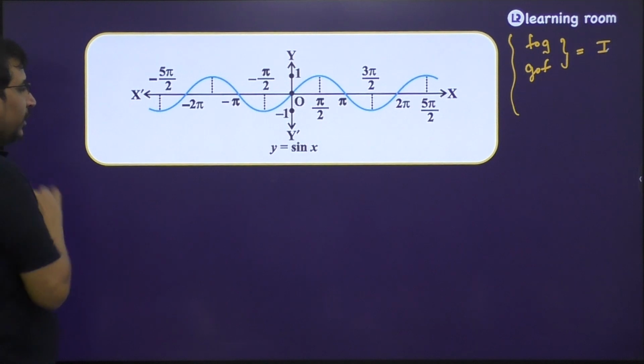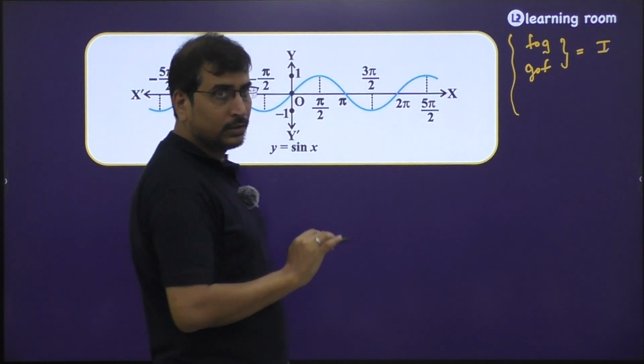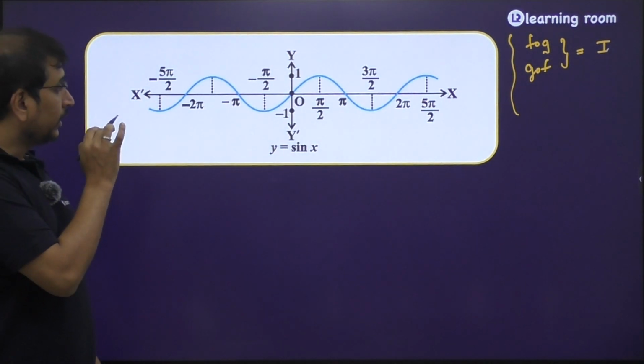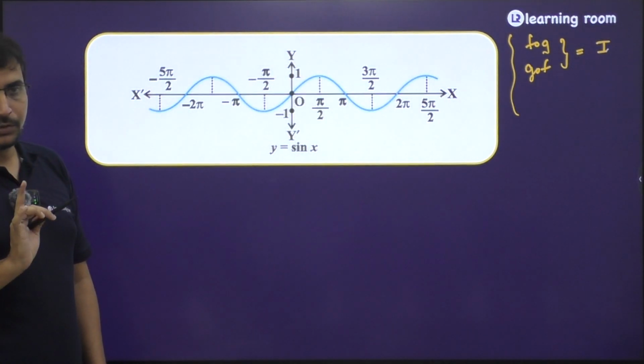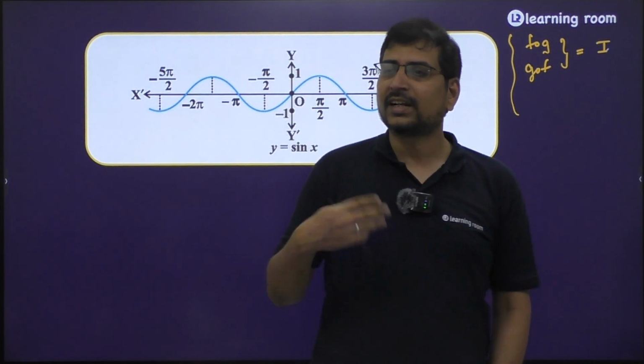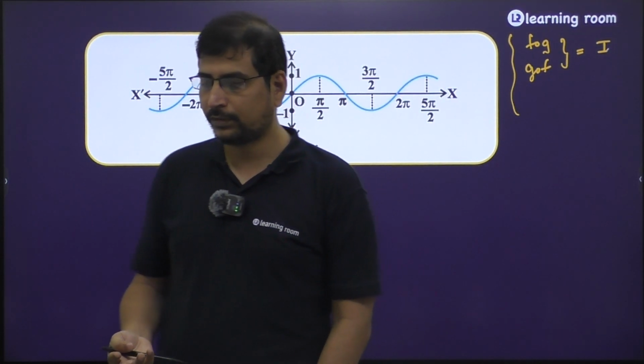Okay. Now see, this is the graph for sin x. The name of the chapter is inverse trigonometric functions. So I need to find the inverse of sin x. Let's first try to understand what I mean by inverse in the first place, right?